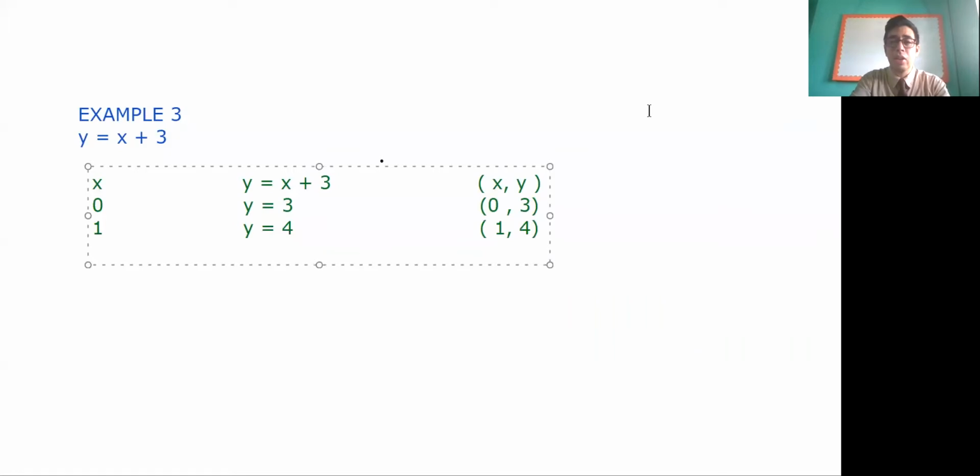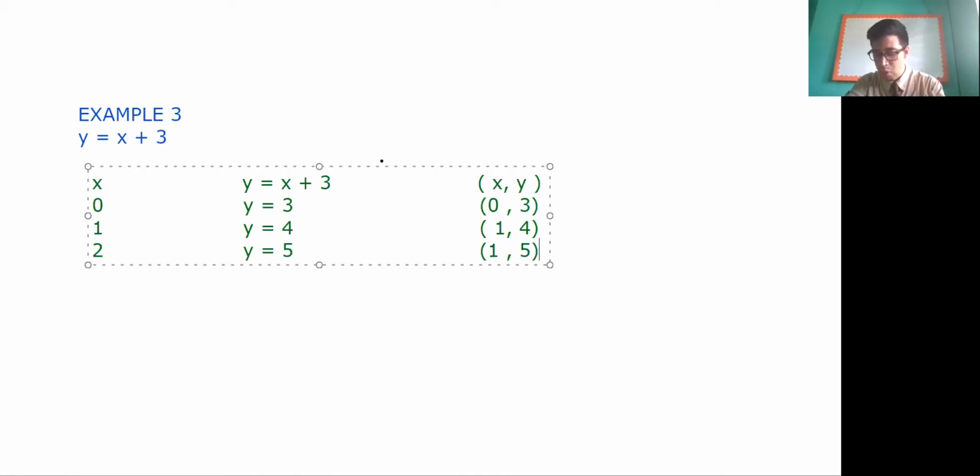Now, if I take another value, I'm going to take 2 for x. Now, what is y going to be? 5, right? Because you have 2 plus 3. So y is going to be 5. This is 2, comma, 5. And I already have all the values for this one.